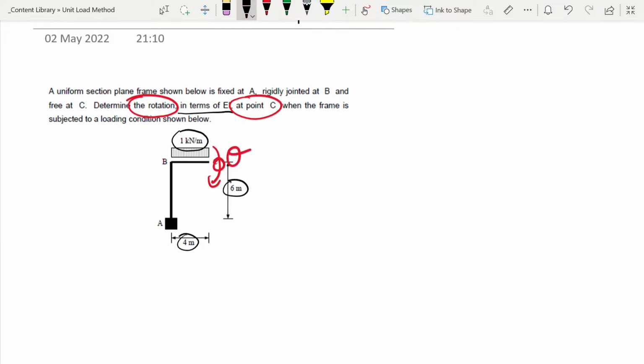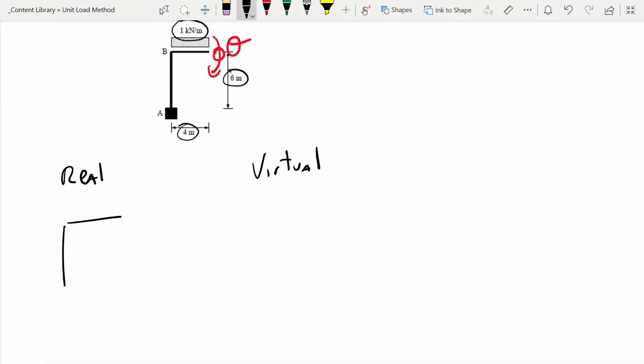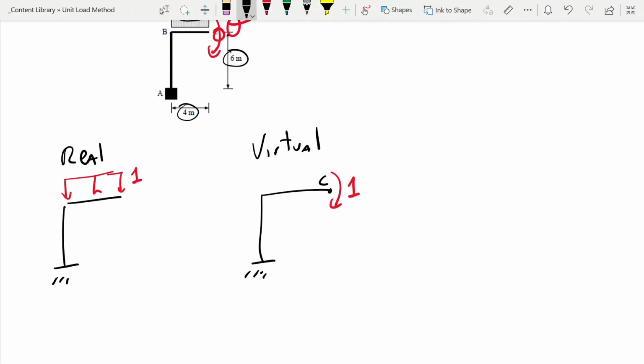So again, the first thing we need to set up is the real structure and the virtual structure. So the real and the virtual are going to look exactly the same. The only difference is the real one will have the original loading. So in this case, it's just a UDL of 1, while the virtual will have a moment of 1 because I'm interested in getting the rotation at point C. So we put this moment as well in point C to get the rotation at point C. And this is it. So once we get this, we're going to go straight into the bending moment diagrams.